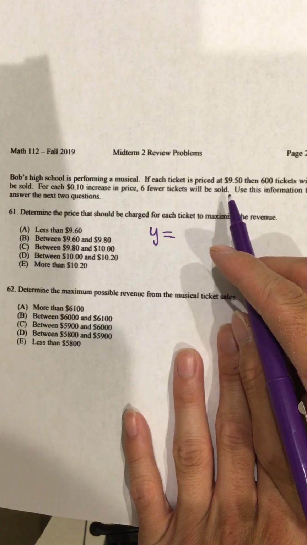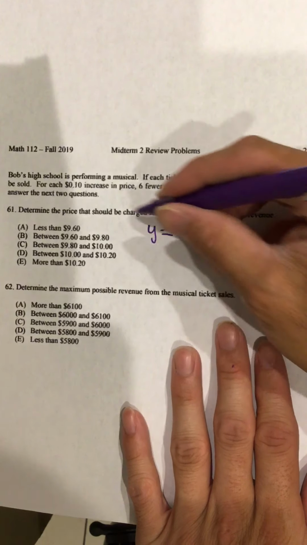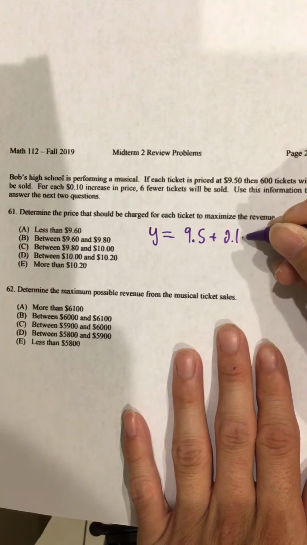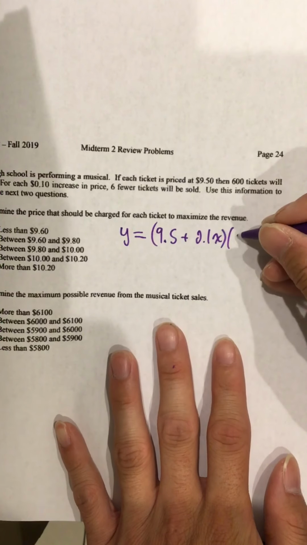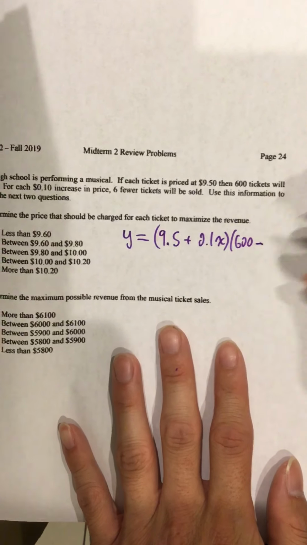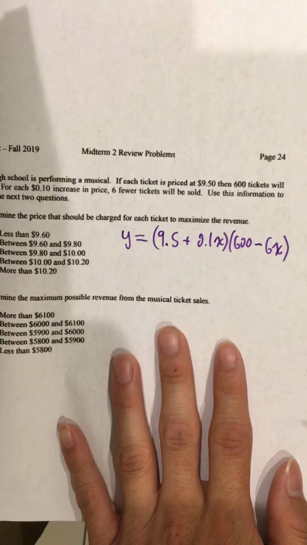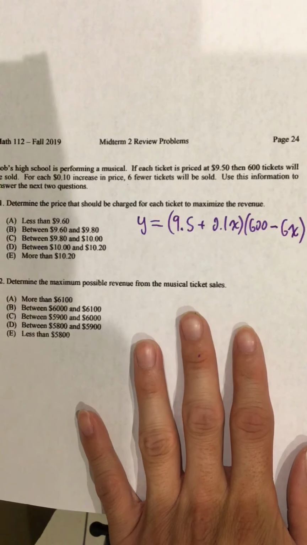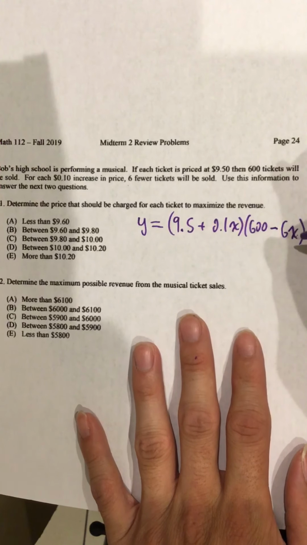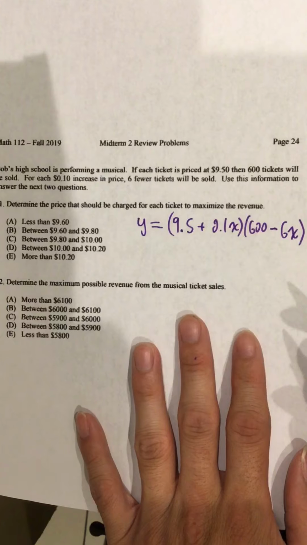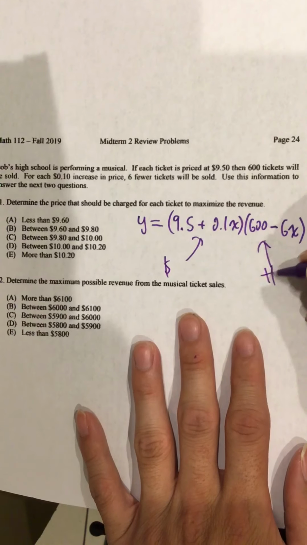So 9.5 plus 0.1x times 600 minus, so 6 fewer, that means 6 less than x. And I cannot tell you how many times I've seen students do like 9.5 plus 6x or minus x, or like 600 plus or minus 0.1x. And the way you get that sorted out is by units. Dollars and then number of tickets.